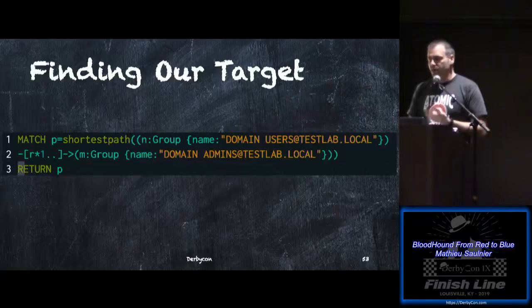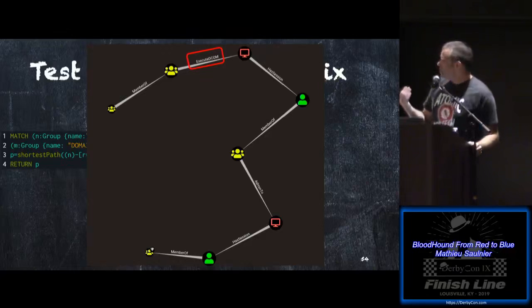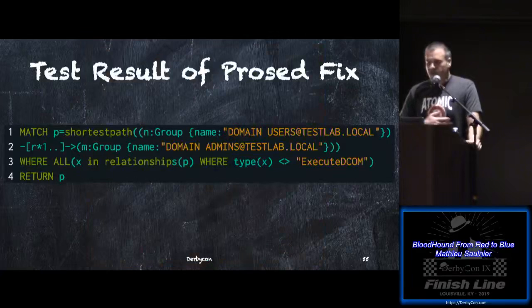So now we want to find our target. We're going to do a shortest path between domain user and domain admin, and we're going to return that path. And here is our path. At the top here, we have execute DCOM. And as you can see, or maybe not, I don't know if it's big enough for you, there's no other execute DCOM in the path, so that should be a prime candidate for a filter out. So let's go and do that.